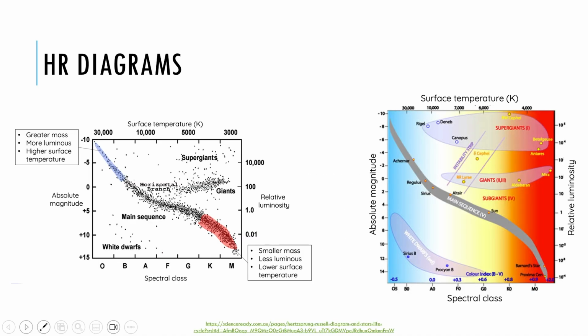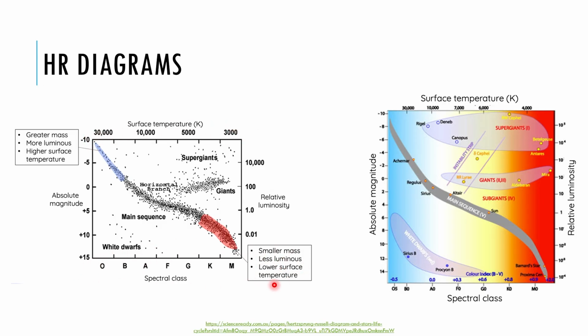In these diagrams, you'll see that there are essentially 4 axes which are being labeled. There are 2 y-axes and 2 x-axes. However, it's important to note that each pair of axes are quite closely related to each other. So for the y-axis, you'll generally see absolute magnitude and relative luminosity both being displayed. They're essentially both measurements of brightness, they just work in different scales. And for the x-axis, we have surface temperature and spectral class.